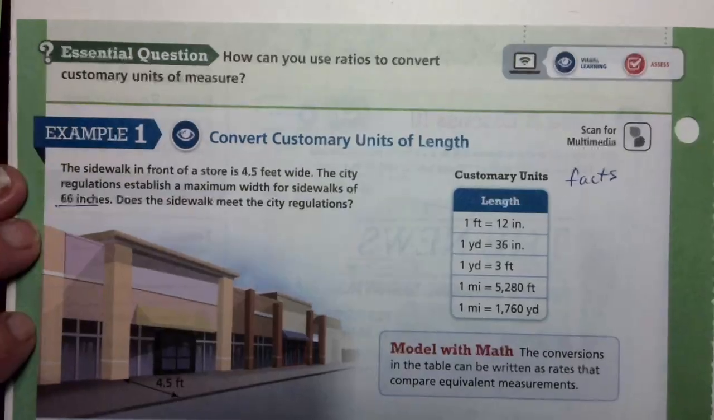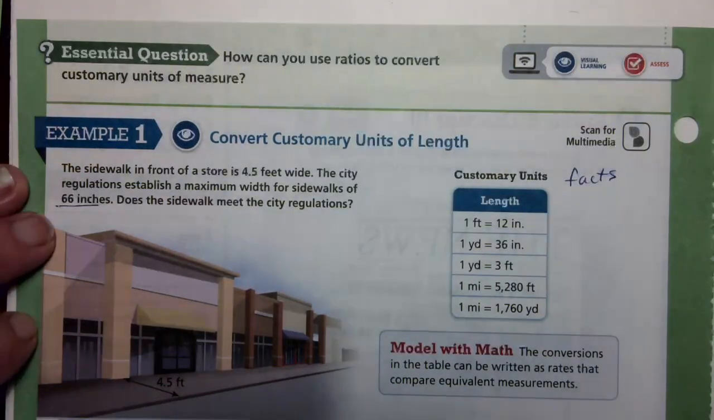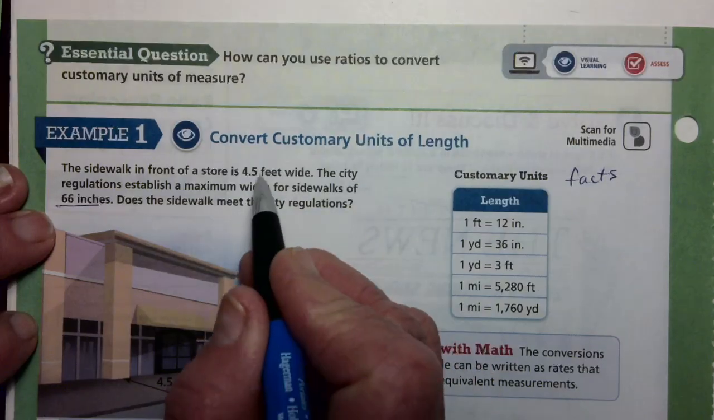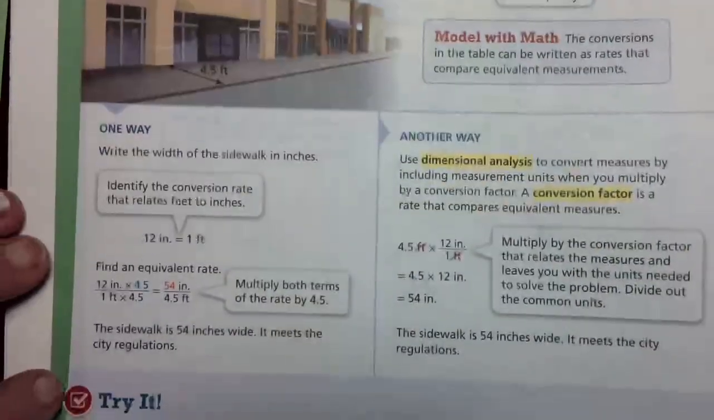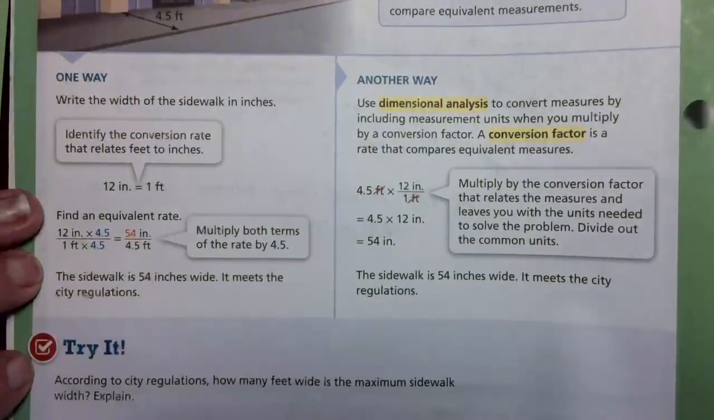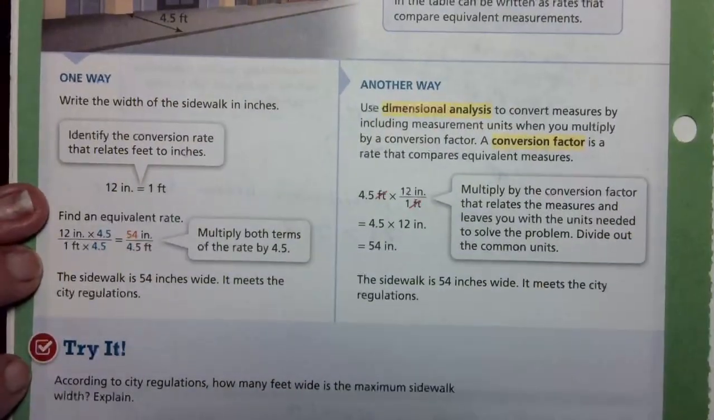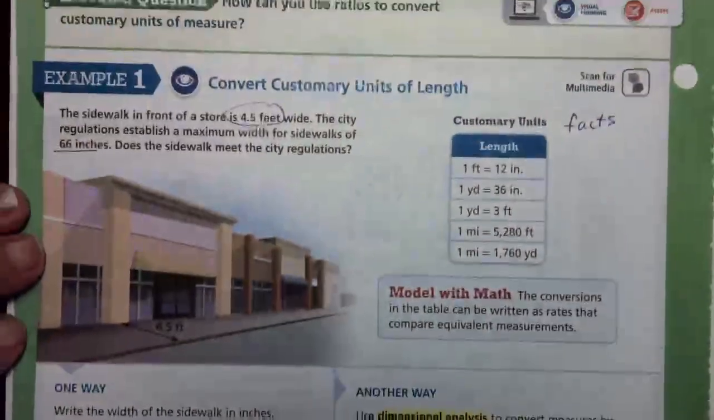City regulations establish a maximum width for sidewalks of 66 inches. Does the sidewalk meet the city regulation? The sidewalk is this, and we want to know if that's okay. So we need to take 4.5 feet, and I'm going to do it my way. Let's do it my way right here.